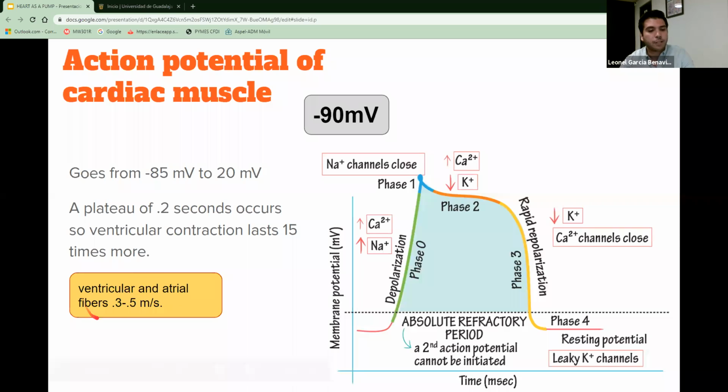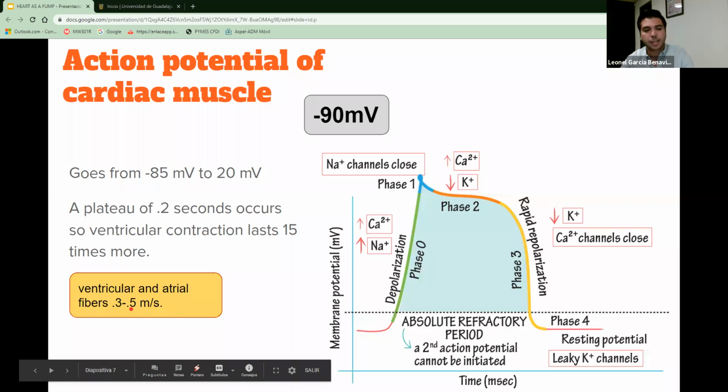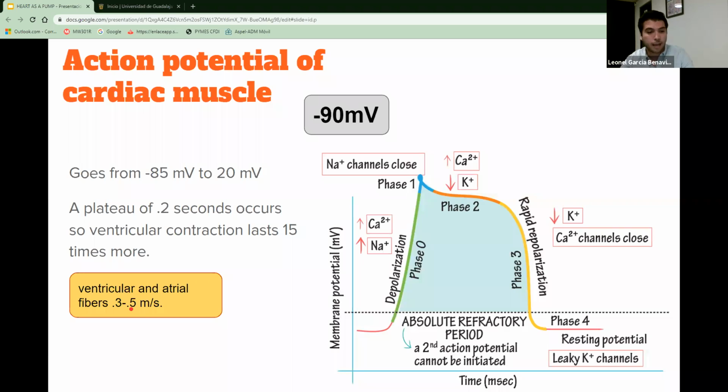Ventricular and atrial fibers have an action potential that lasts from 0.3 to 0.5 milliseconds. This is gonna vary from time to time. What does it depend on? On heart rate. Heart rate is gonna be a key component in the duration of the action potential, because some action potentials are gonna last shorter.